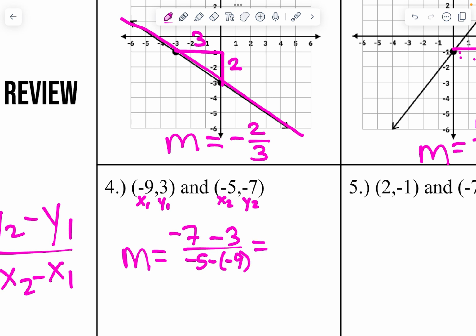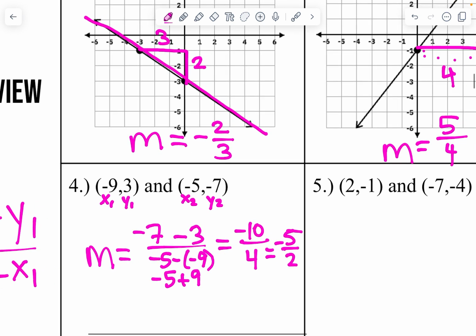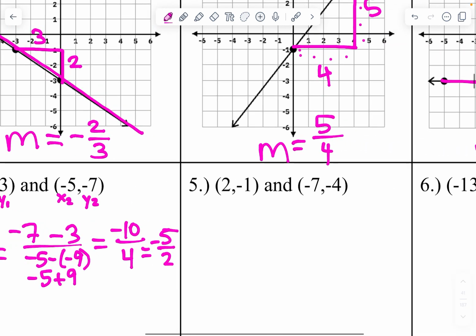Be careful with your negatives. So we get negative 10. In the bottom, this is really negative 5 plus 9 because the minus and minus. So 9 minus 5 gives us 4, and we could reduce that to negative 5/2 for our slope there. So formula, find the difference in the y values divided by the difference in the x values. And then if possible, we always need to reduce our fractions. We always got to check for it and see.